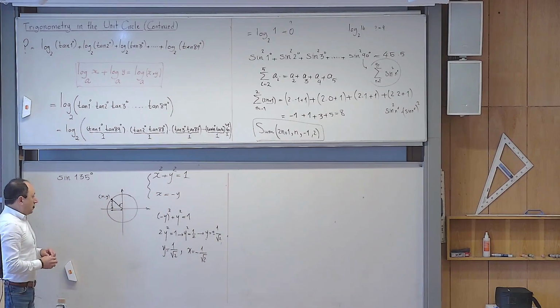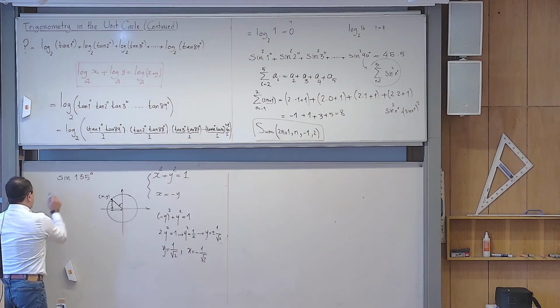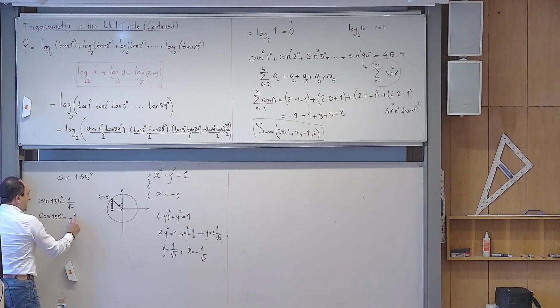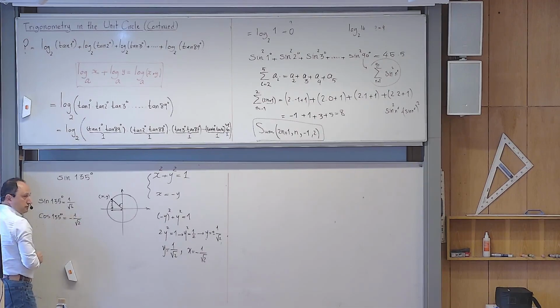Minus 1 over square root of 2. Yes? And then, do you remember what is sine? Sine is related to x or y? Y. Sine is the y coordinate. Y coordinate is 1 over square root of 2. And cosine is related to x, the x coordinate. So it's negative 1 over square root of 2.